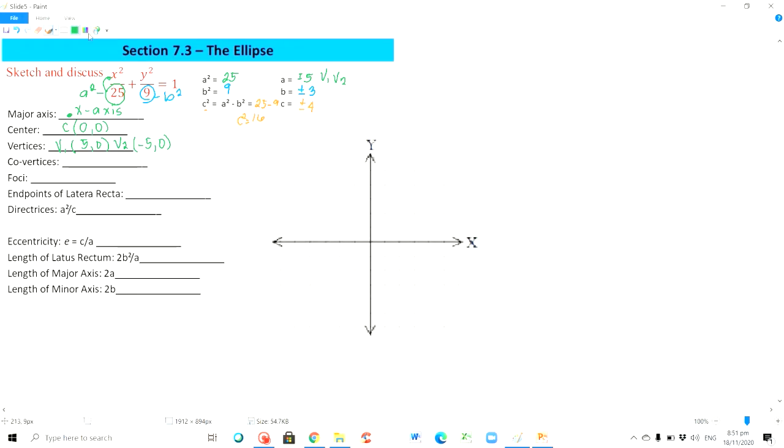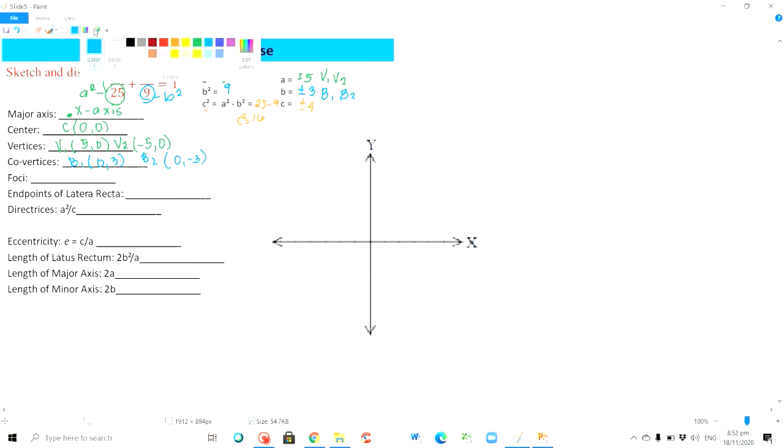For the co-vertices, tingnan po natin yung co-vertices. We'll use this. Ito naman yun, B1 and B2. So, ito naman ay nasa y-axis. Kaya po, ang ating B1 is 0 and 3. B2 is 0 and negative 3.